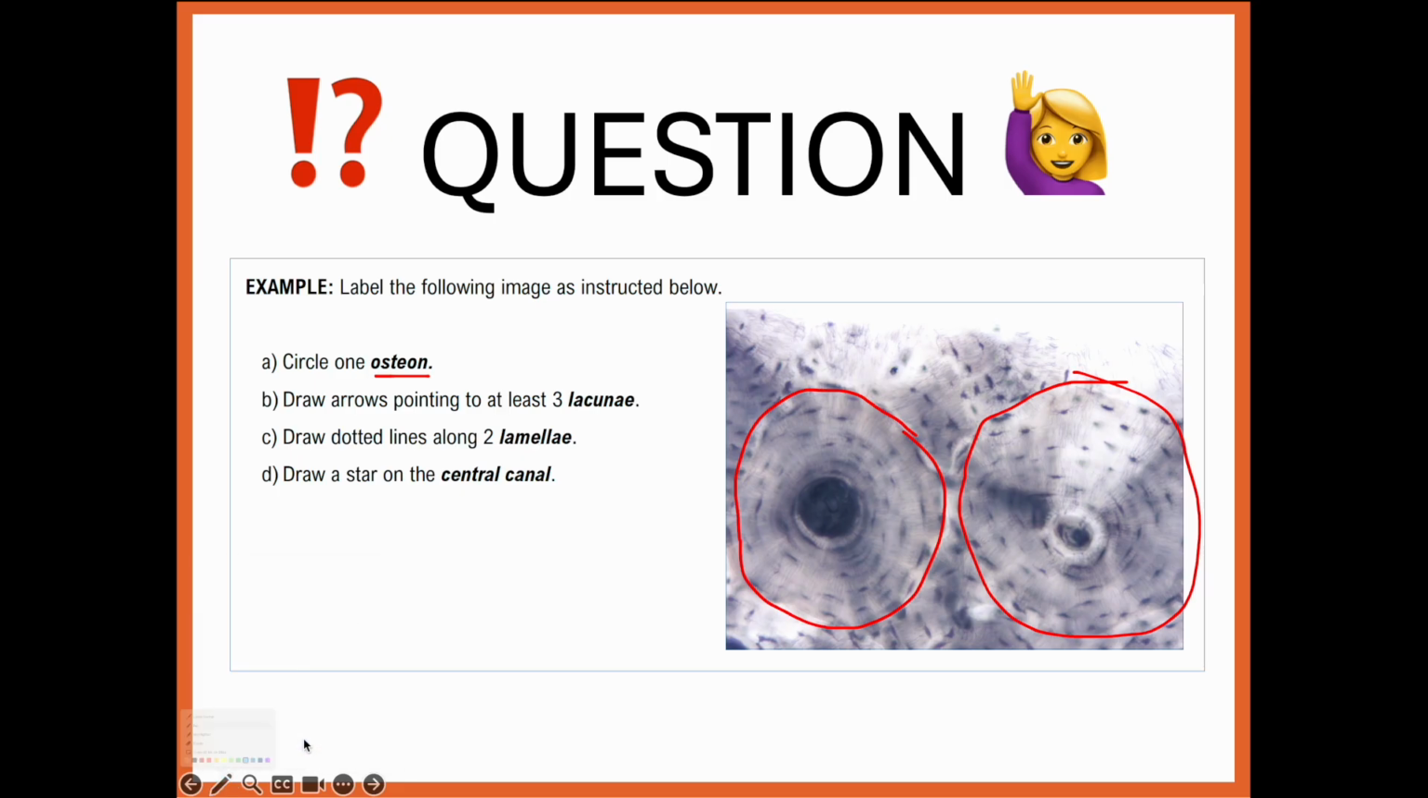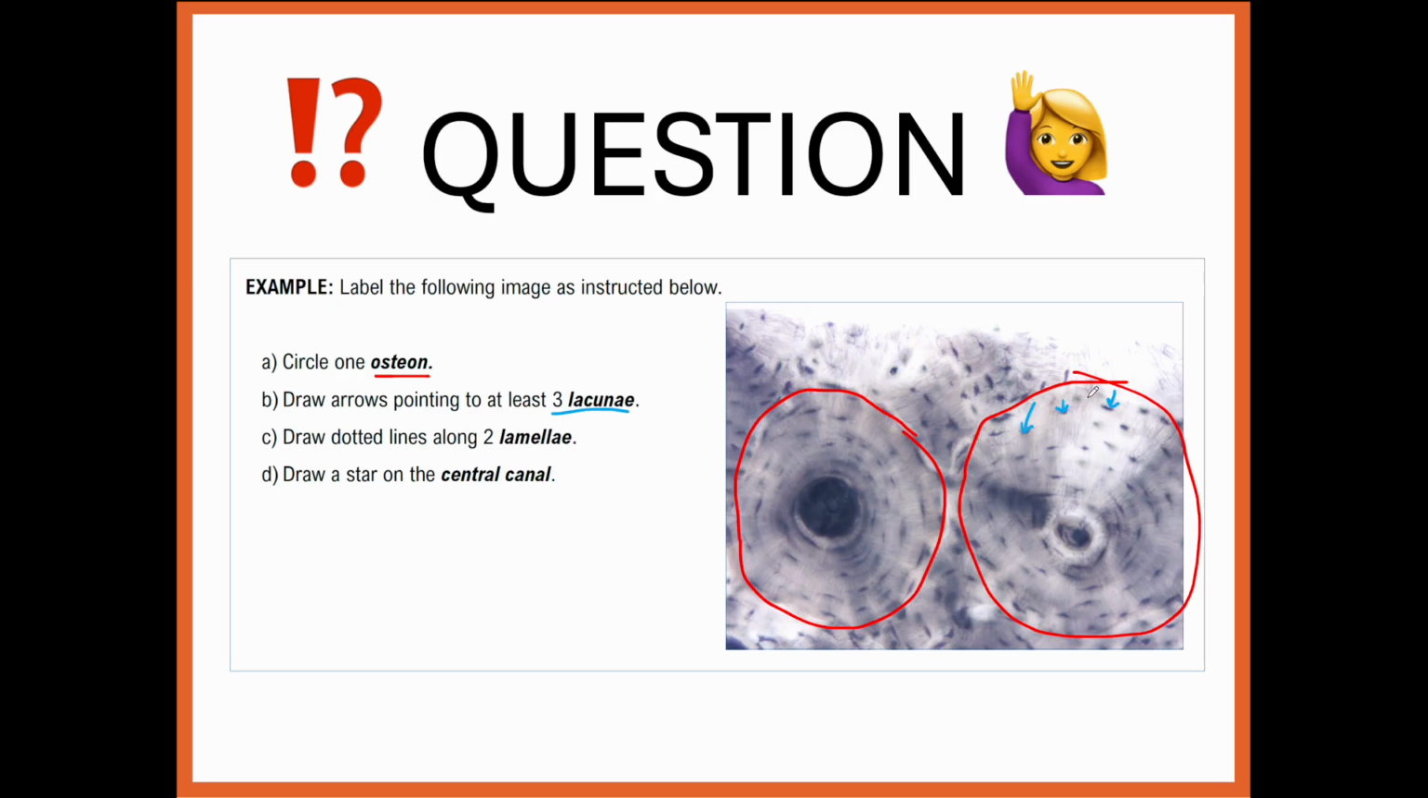Now, next. It says, draw arrows pointing to at least 3 lacunae. Remember, we're pointing to the lacunae, but the lacunae, they house the osteocytes, right? So let me just point to maybe a lacunae here, another one that was here, and another one that's here, right?